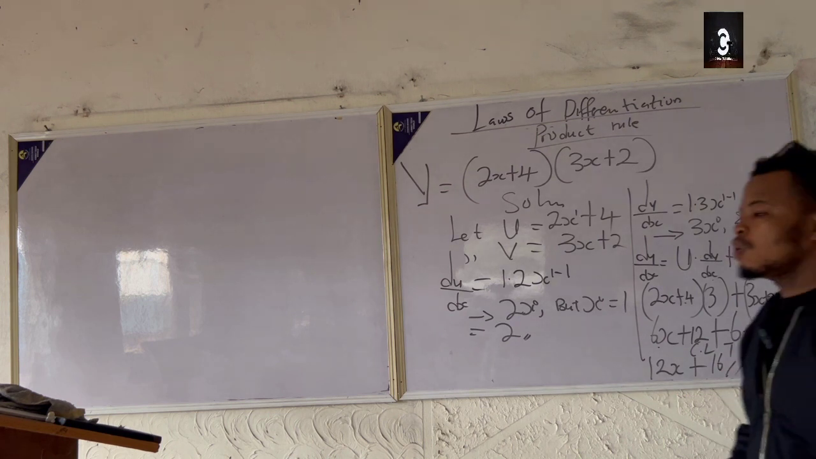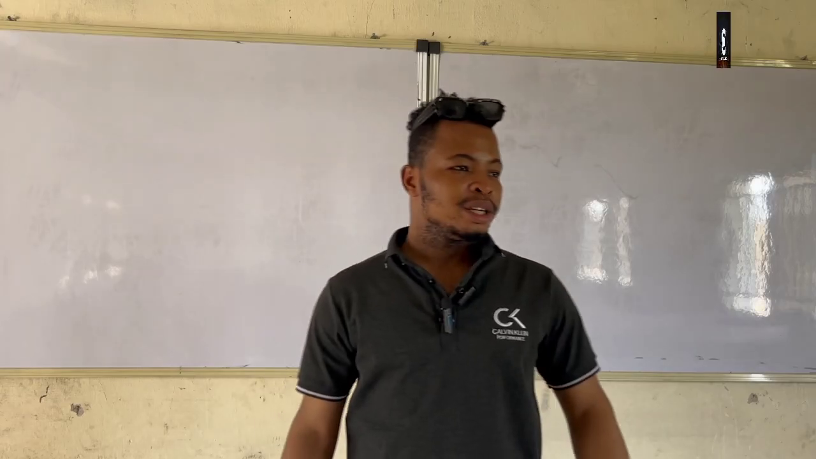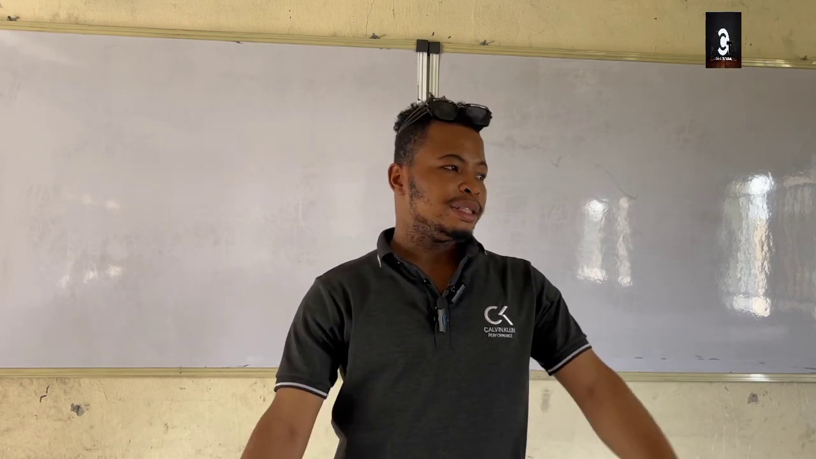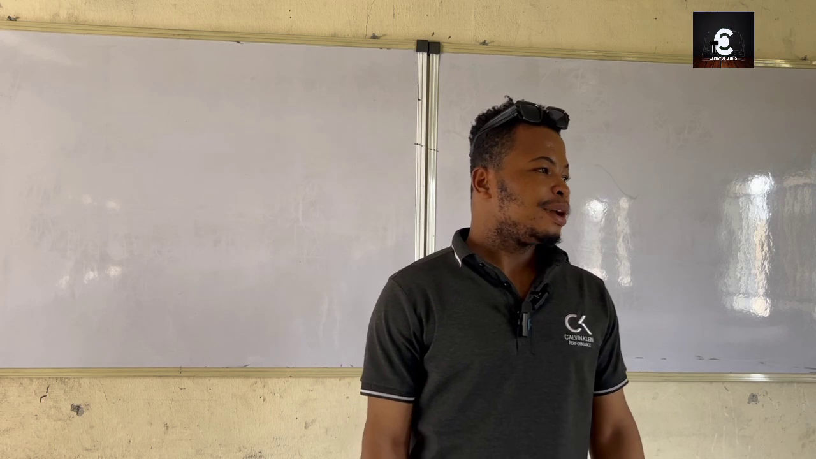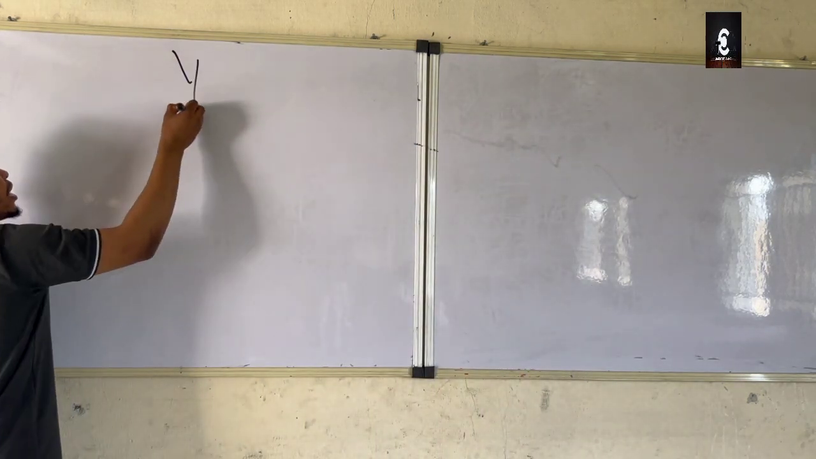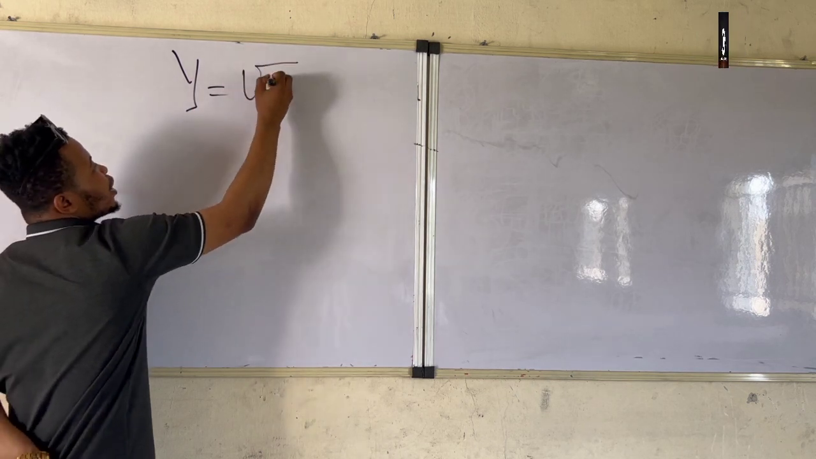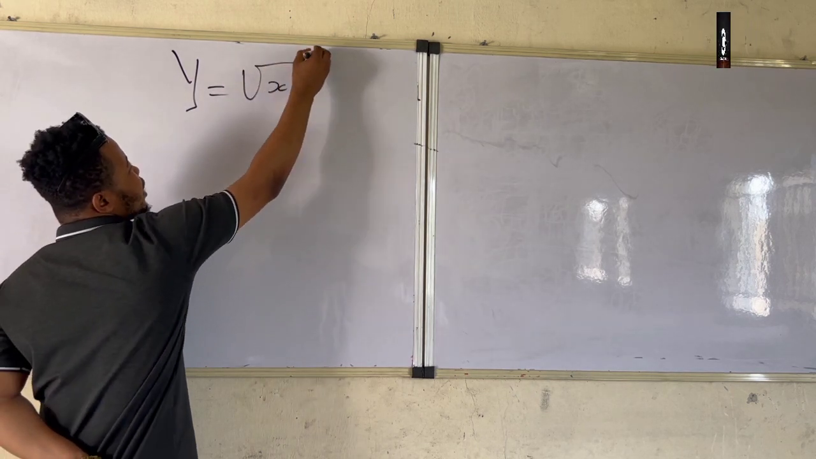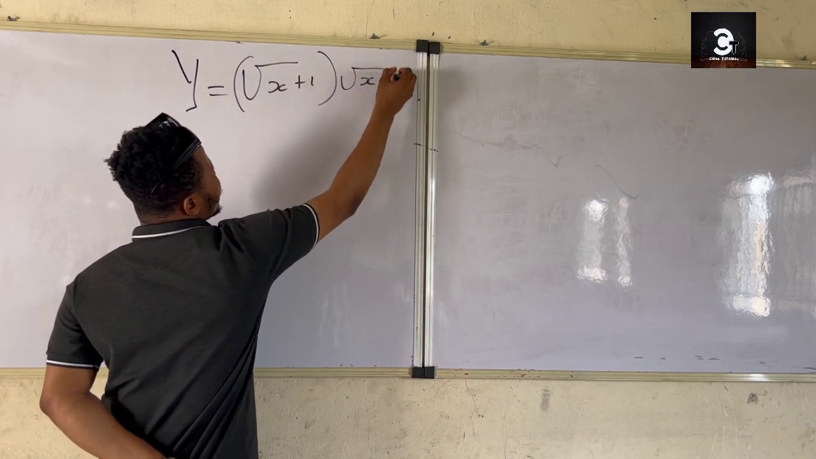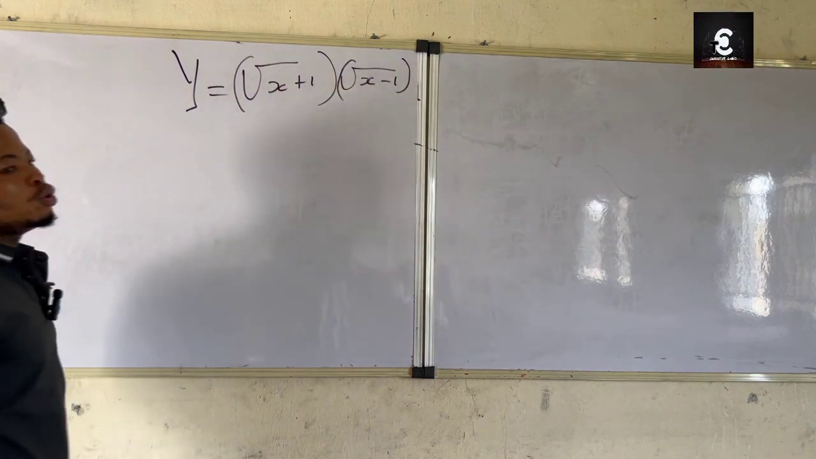This is your answer. I'll be doing one more question that involves solving differentiation. Now, let's take this question quickly. If you are given y is equal to (square root of x plus 1)(square root of x minus 1), what do you do?